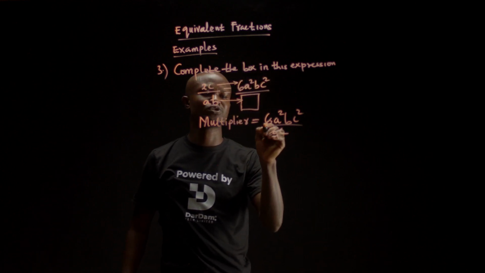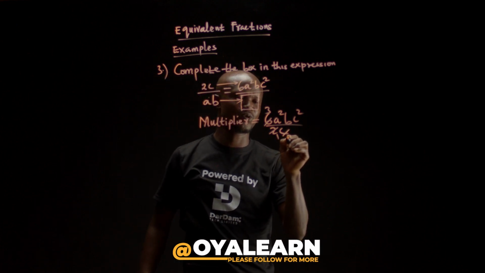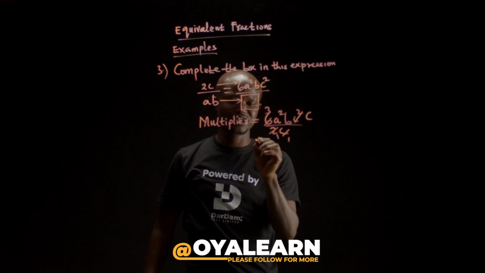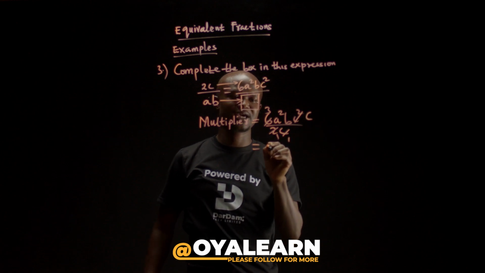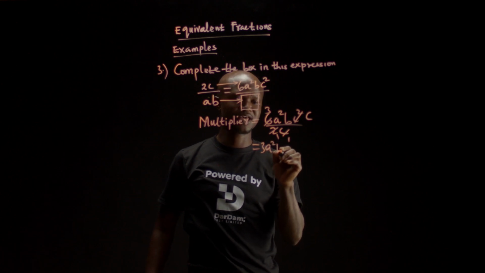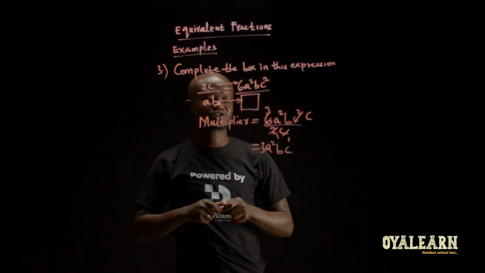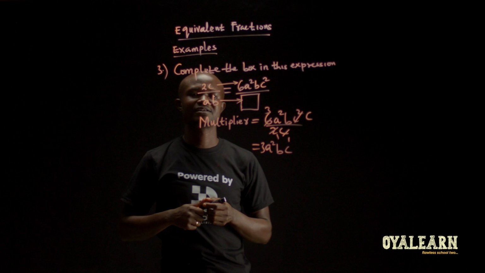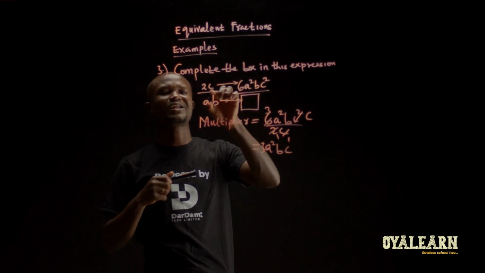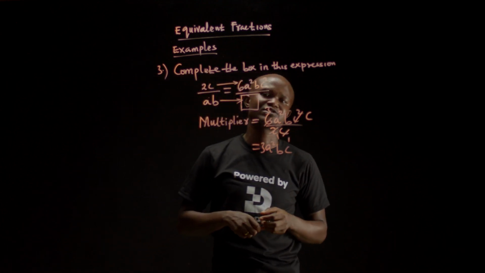So what do we have? 2 here, 1, 2 here is what? We have 3. So here 6c, here 1, c in c squared, what do we have? We have c. So it means that we have a, that is 3a squared bc. That is the multiplier. 3a squared bc is the multiplier. So it means that if you use 3a squared bc to multiply 2c, you will have 6a squared bc squared.